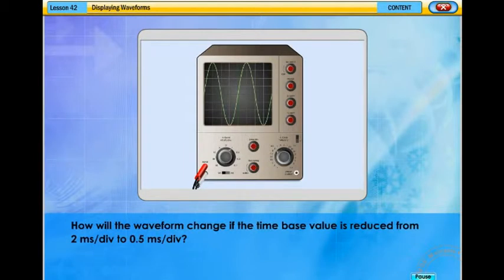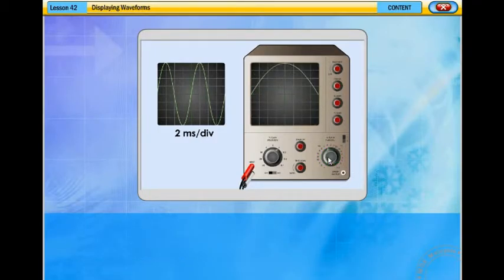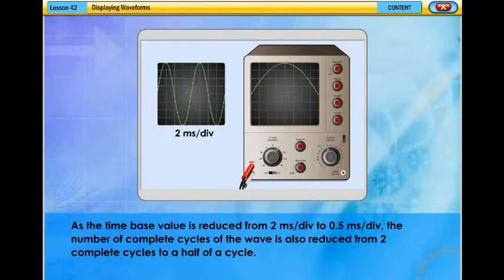How will the waveform change if the time base value is reduced from 2 milliseconds per division to 0.5 milliseconds per division? Click on the time base knob to find out. As the time base value is reduced from 2 milliseconds per division to 0.5 milliseconds per division, the number of complete cycles of the wave is also reduced from 2 complete cycles to half of a cycle.